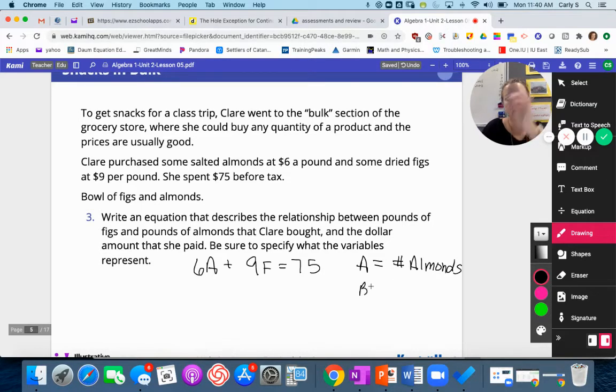And F equals pounds of figs. And then the total amount that she spent equals $75. Cool? So write an equation that describes your relationship and the dollar amount she paid. Be sure to specify what the variables represent. Check.